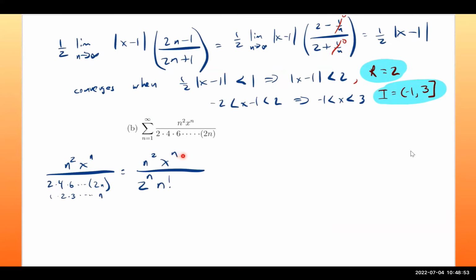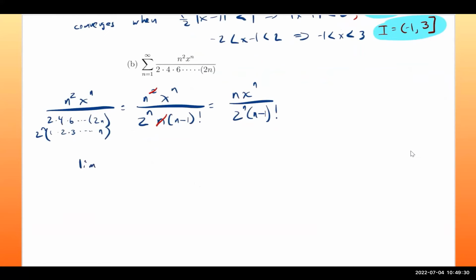All right. So this becomes this. I factored out 2, by the way, from here. Oh, 2 to the n, because there's 1, 2, 3, ... n 2's that I factored out. That's where this came from. Then this can be canceled with this. I'm going to rewrite this factorial as just n times n minus 1 factorial, so that I can simplify this n with this one. So now this can be rewritten as n x to the n over 2 to the n times n minus 1 factorial. All right, this is where we're going to do the ratio test finally.